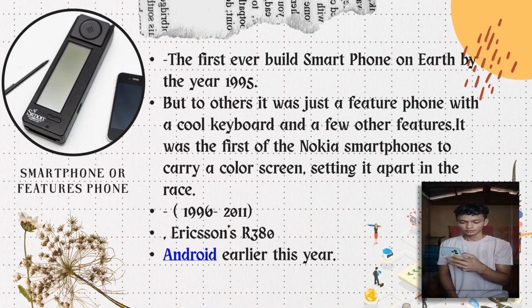The first ever built smartphone surfaced by the year 1995, but to others, it was just a feature phone with a cold keyboard and a few other features. It was the first of the Nokia smartphones to carry a color screen, setting it apart in the race.